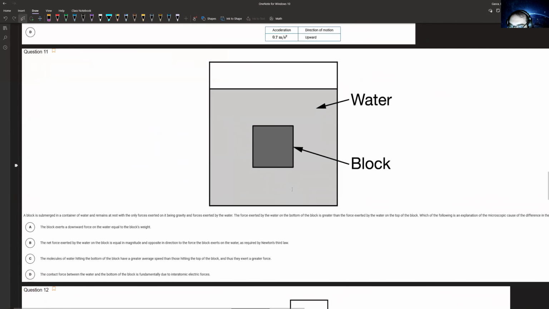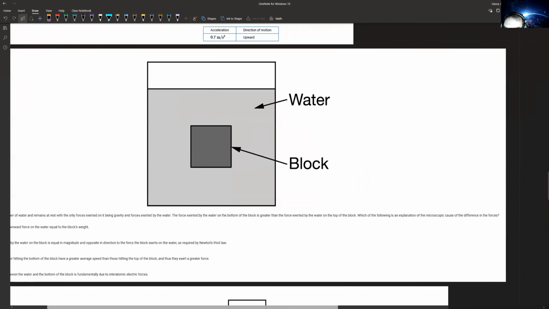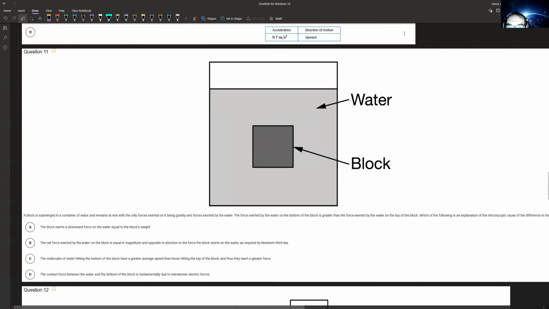Alrighty. A block is submerged in a container of water that remains at rest with the only forces exerted on it being gravity and the forces exerted by the water. The force exerted by the water on the bottom of the block is greater than the force exerted by the water on the top of the block. Which of the following is an explanation of the microscopic cause of the difference in forces?